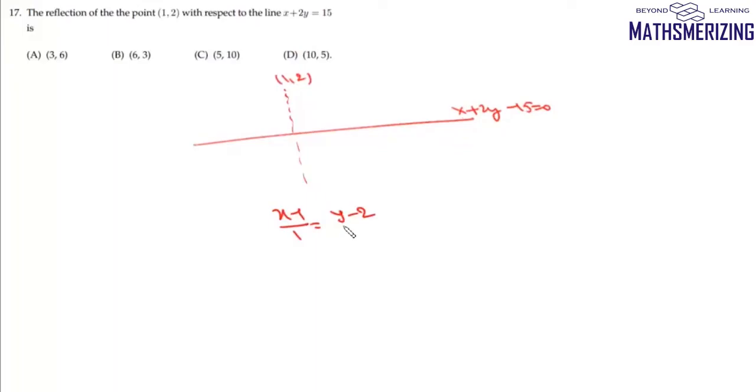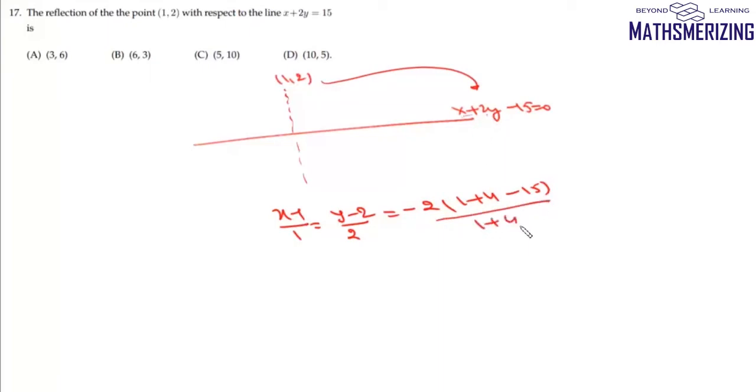Now question number 17 is, we need to find reflection of this point 1, 2 with respect to this line, which is x plus 2y minus 15 equals 0. So we'll use the formula directly. So formula is x minus 1 upon a, here a is 1, equals y minus y1, y minus 2 upon b, which is 2, and then minus 2, we'll put the value of this point in this equation. So we'll get 1 plus 4 minus 15 upon a square plus b square.